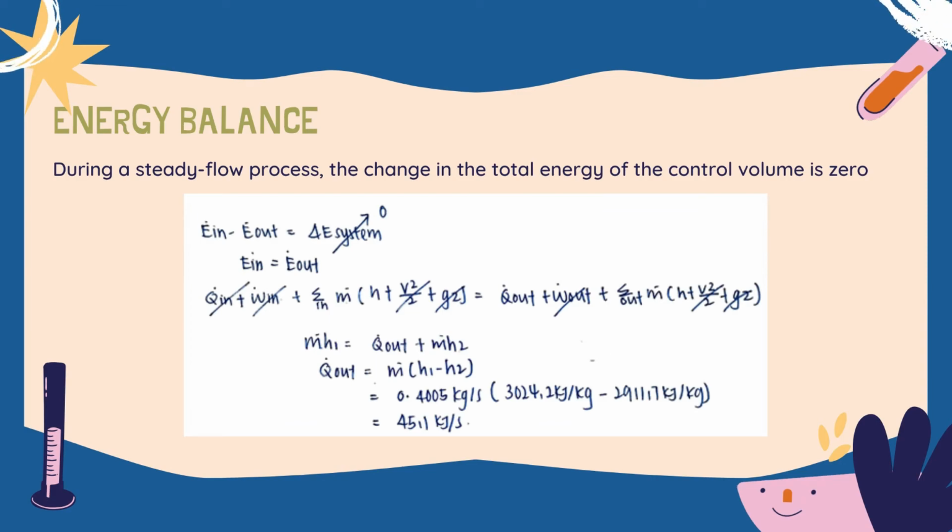Therefore, the amount of energy entering will be equal to the amount of energy leaving. Since the kinetic energy and potential energy changes are negligible and there is no work interaction, we can define the rate of energy at the inlet to be mass flow rate times enthalpy, while the rate of energy at the outlet is the sum of mass flow rate times enthalpy and the rate of heat transfer. By rearranging the equation, we can obtain the rate of heat loss to the surroundings, which is 45.1 kJ per second.